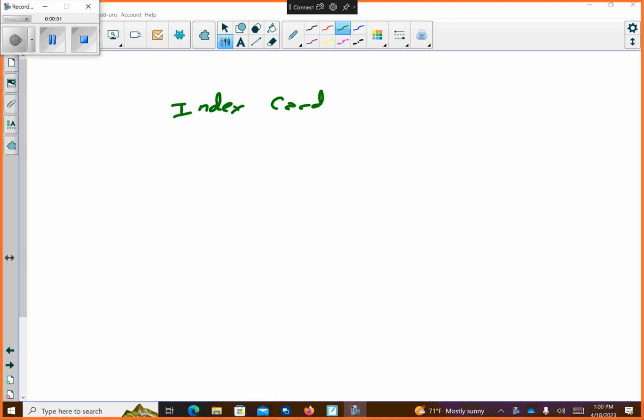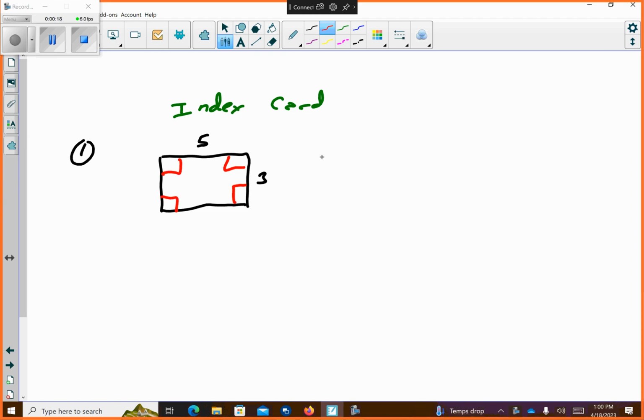All right. So problem number 1 says we have this 3x5 index card, and we're going to cut the corners out, same size corner, and that's going to create a shape. Now, being I'm cutting a square out, all these dimensions as you go around are x, x, x, x, x, x.